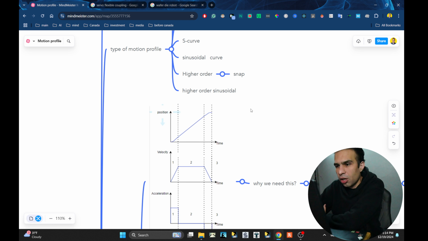And the last one is the higher order sinusoidal. This is one of the best motion profiles that I have developed in my life. Not many people know how to do this, but I know. I managed, and it took me years to develop. Later I will show you how these things look.